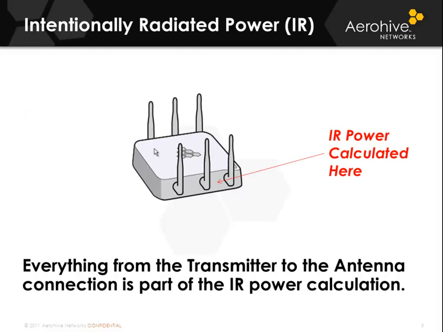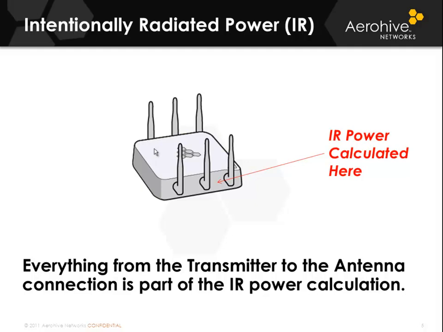Intentionally radiated power. The intentionally radiated power is the amount of power that you are purposely trying to put into the medium. An intentional radiator is something that is specifically designed to generate radio frequency as opposed to something that generates RF as a byproduct of its main function, such as a motor that generates some noise.